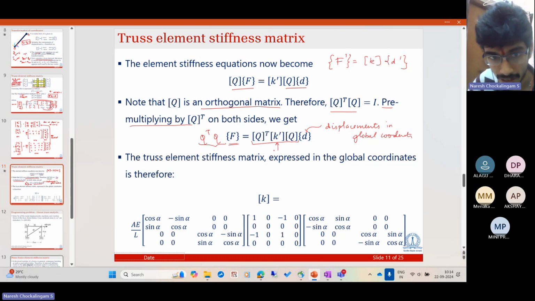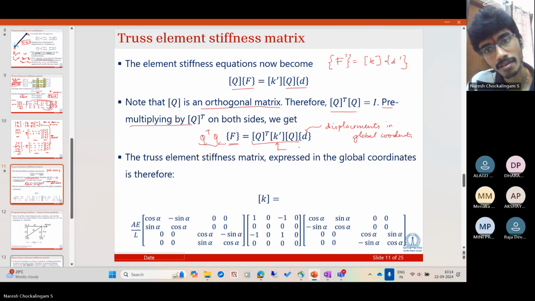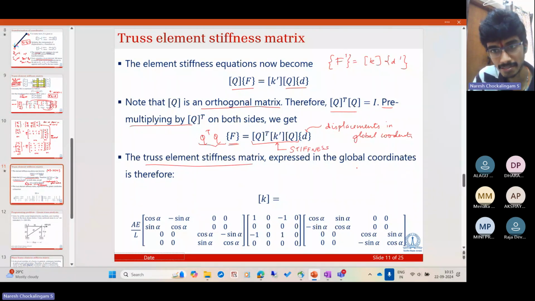So what is this? What is Q transpose K dash Q? Something that relates displacements and forces: the stiffness matrix. So the truss element stiffness matrix expressed in the global coordinates is this. AE by L is a constant, you can take it out. It is Q transpose K dash Q. So this product will have some weird form, like some cos square sine. It has a certain form, but it is easier to code without taking the product, right?